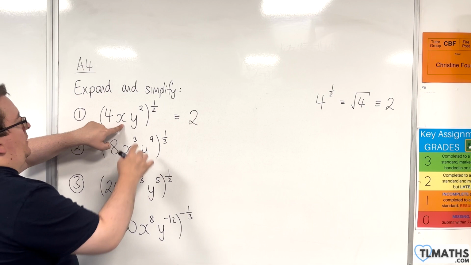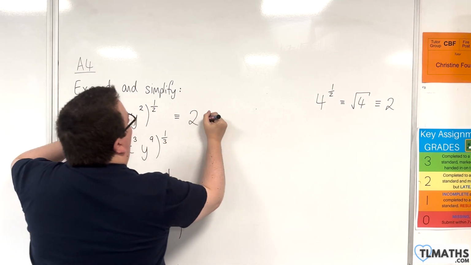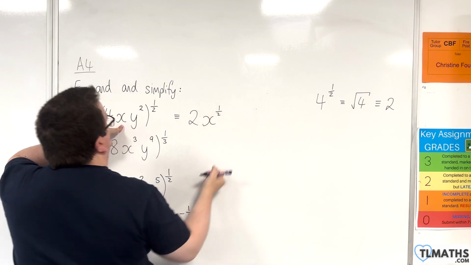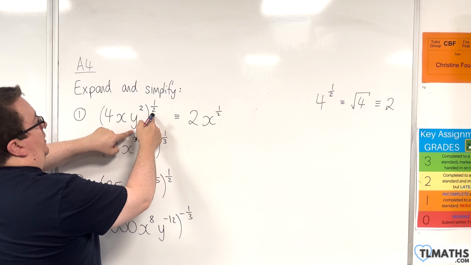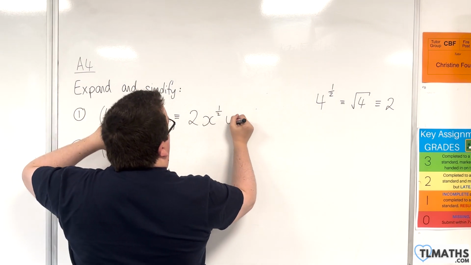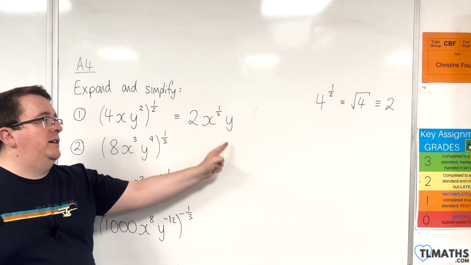Then we have x to the 1 to the power of 1/2. So 1 times 1/2 is 1/2. So x to the 1/2. Then y squared to the 1/2, well 2 times 1/2 is 1, so this is y to the 1. So this simplifies to 2x to the 1/2 y.